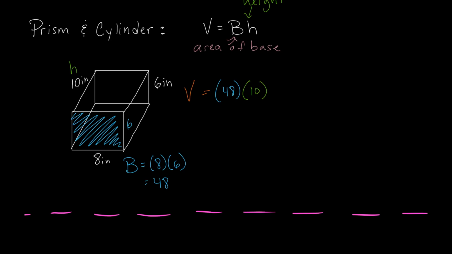So what is 48 times 10? 480. Inches cubed. We're finally on to 3-dimensional, because volume is the space inside of a shape. Inside of a 3-dimensional shape is volume. Any questions? Pretty straightforward, right?